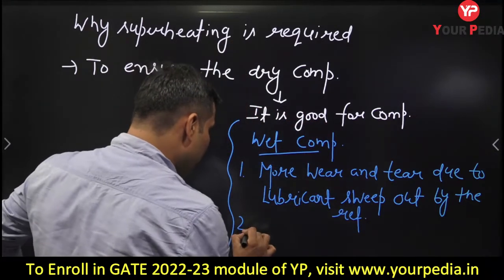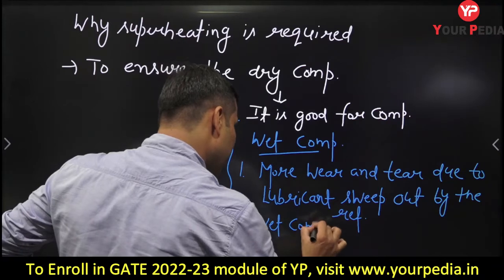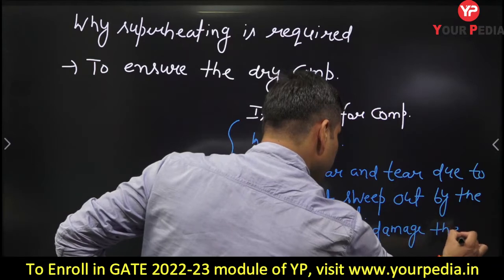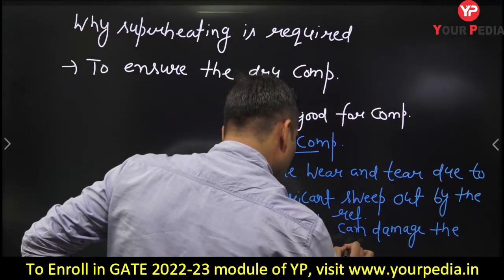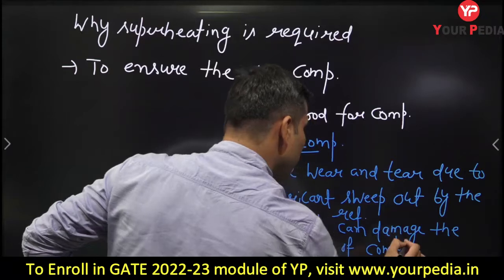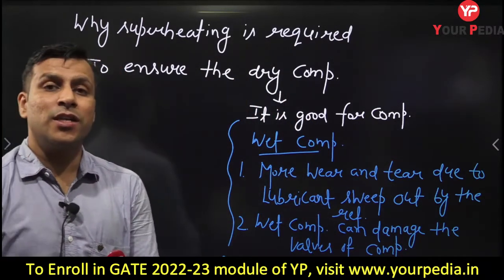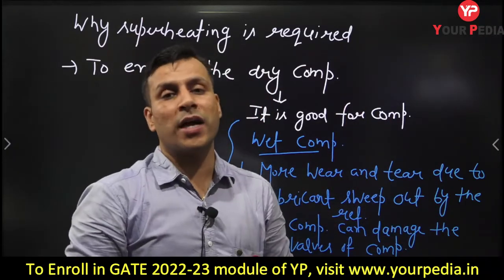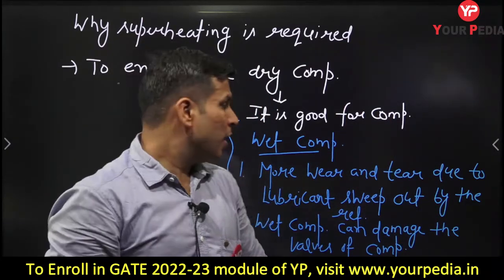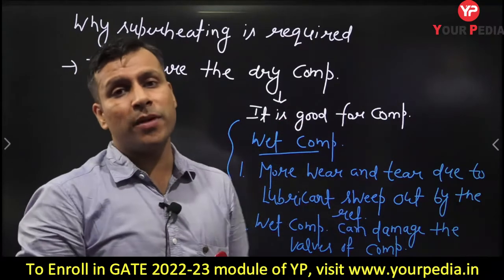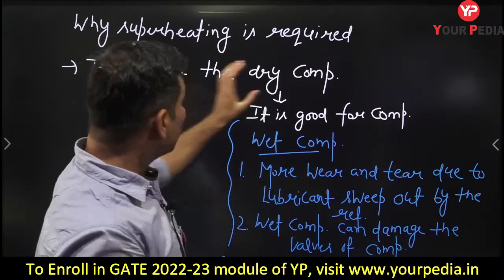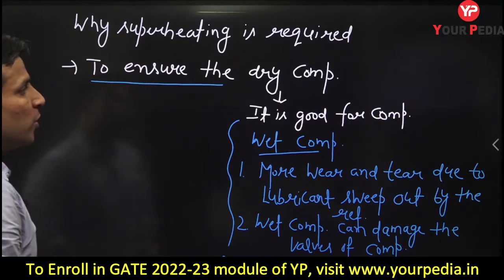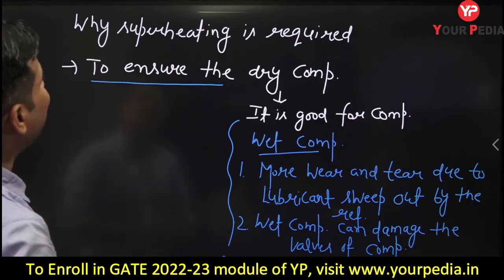Next, wet compression can damage the walls of the compressor. Liquids are incompressible. So if you are carrying out wet compression, it can damage the walls of your compressor. So we don't prefer wet compression. That's why we always go for dry compression, and we carry out superheating to ensure dry compression. That is the ultimate aim of carrying out superheating.